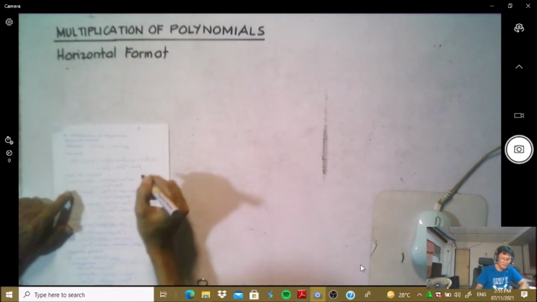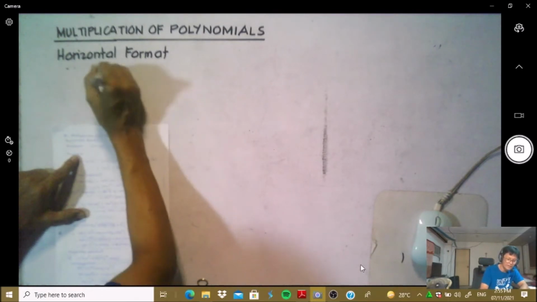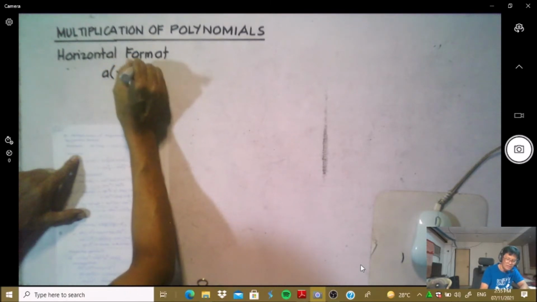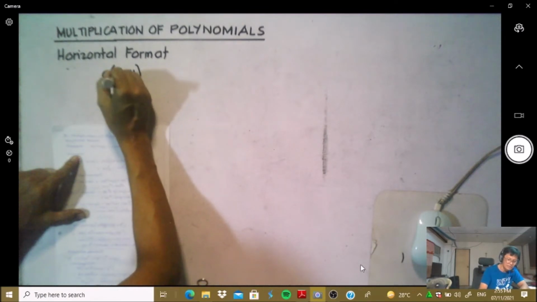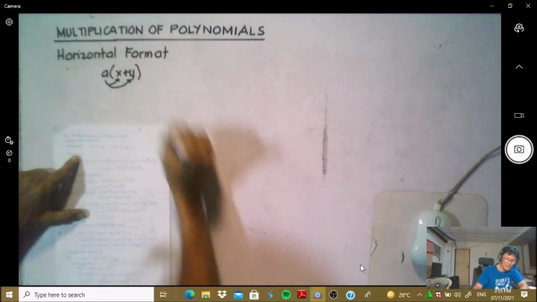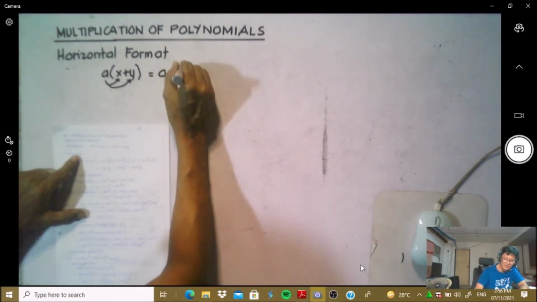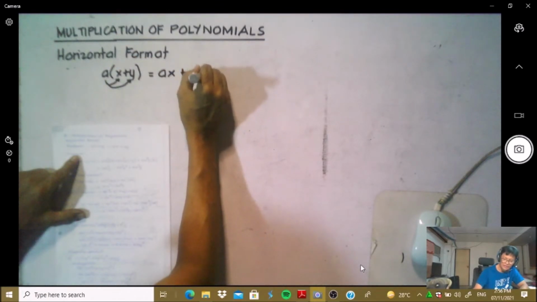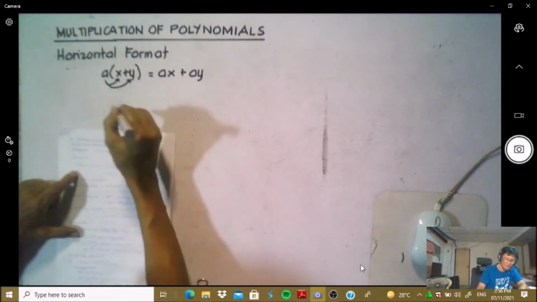Okay, so you will see here an example. For example, we have a times x plus y. So very simple. Let us just multiply a to the terms inside. Then just follow sign convention. So this will be equal to a multiplied by x or ax, then plus, so we have addition sign, plus ay.